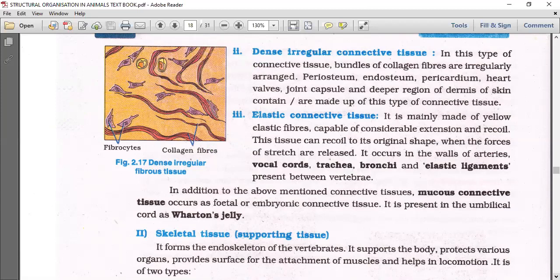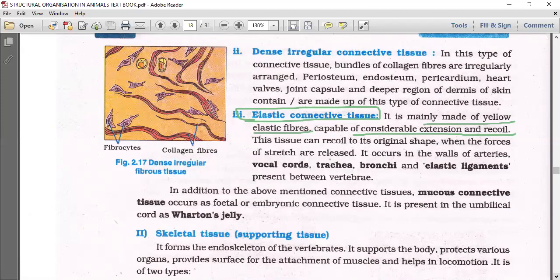Next, elastic connective tissue. What is the meaning of elastic connective tissue? It contains mainly yellow elastic fibers. If they have elastic fibers, definitely they are capable of considerable extension and recoiling.